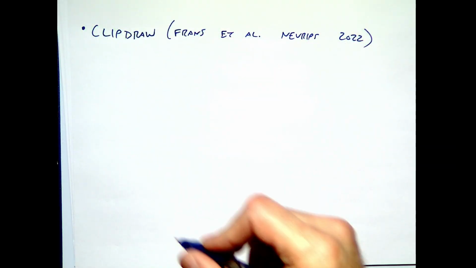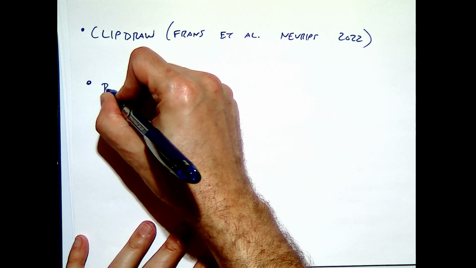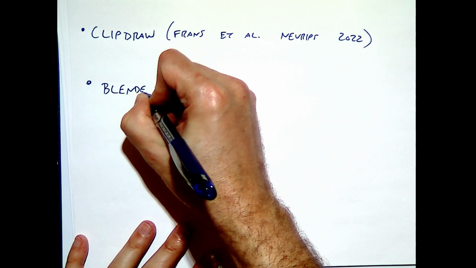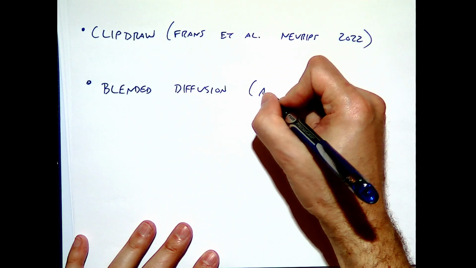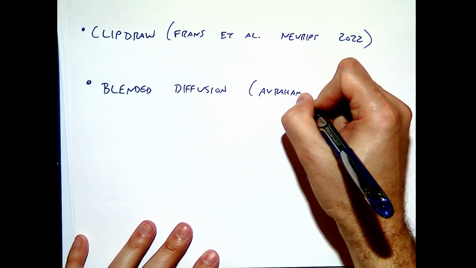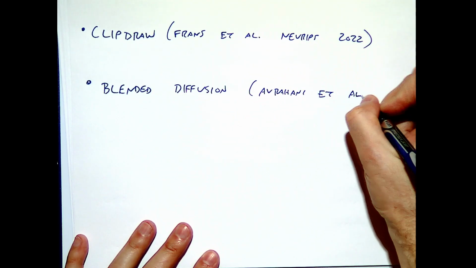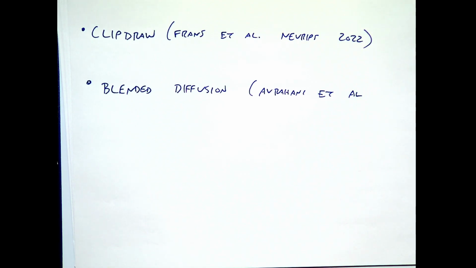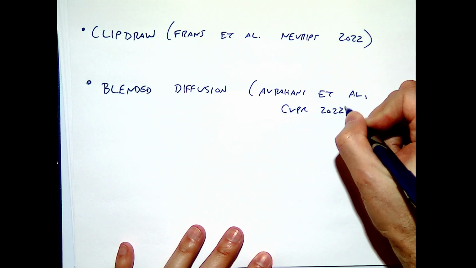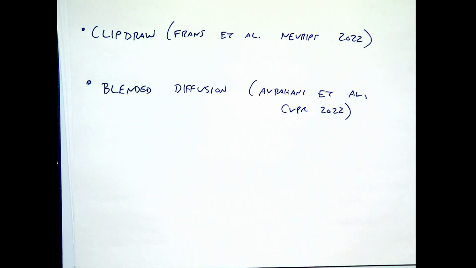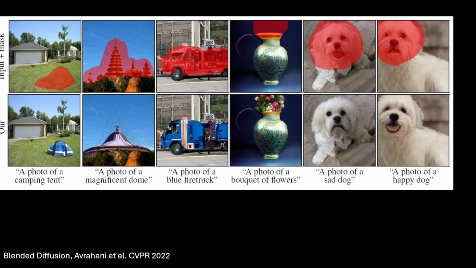And this is a little bit more going into what we're going to talk about in the next couple times, but blended diffusion, this was Avrahami et al. And the location was last year's CVPR. So the idea here is to use CLIP to do image inpainting, right?